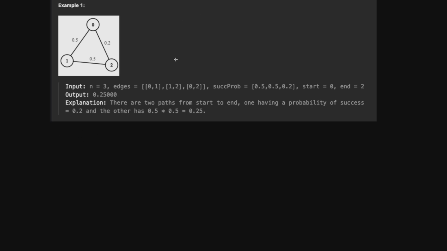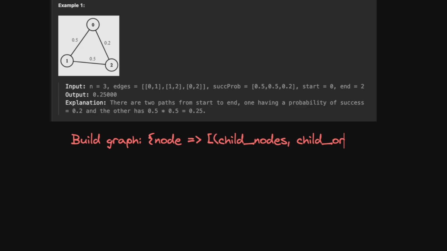So the first thing that we need to do is build a graph, where for each node we map to a list of all the child nodes and the cost associated, or the probability of reaching that node. So we'll say child, probability, and that's going to be the probability of actually reaching that child. Once we have that graph, we can actually traverse it.